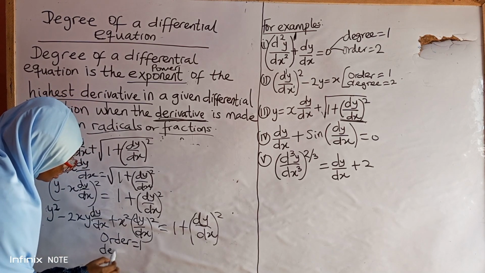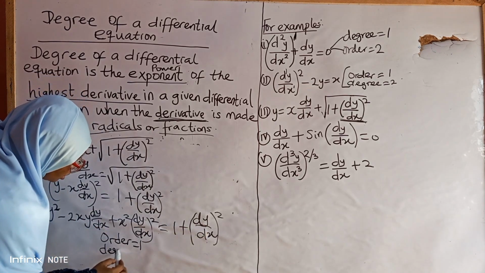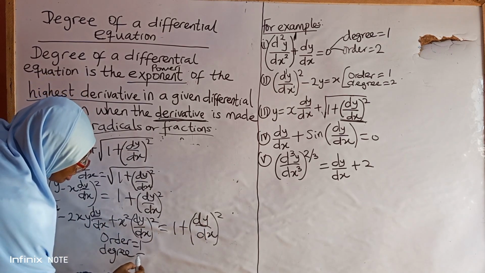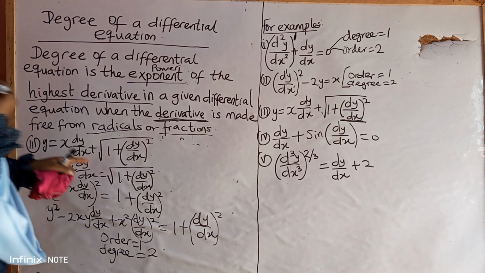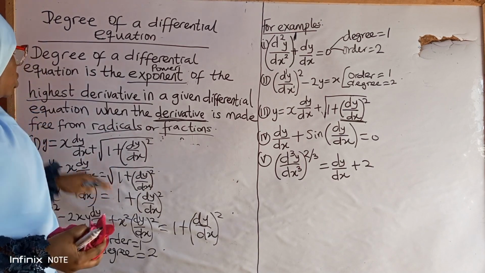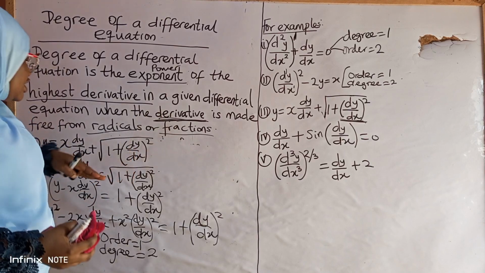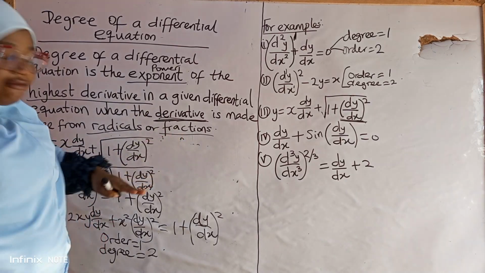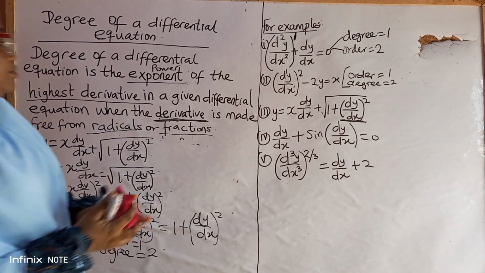And the degree is what? You can see the one that has power. The power there is 2. So the degree is equal to 2. So that's how to find that. Anytime there is a radical or fraction, you find a way to eliminate that radical or fraction so that everything will now be in polynomial form. You can see this one is in polynomial form.